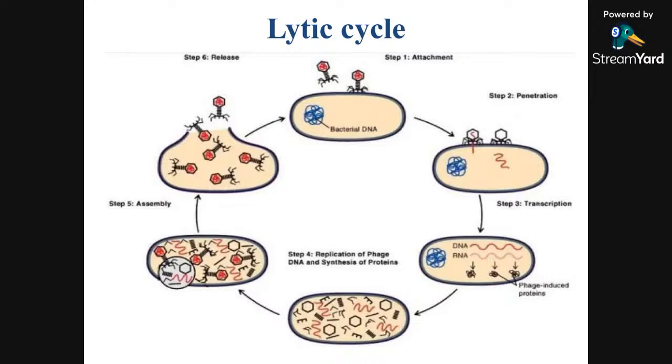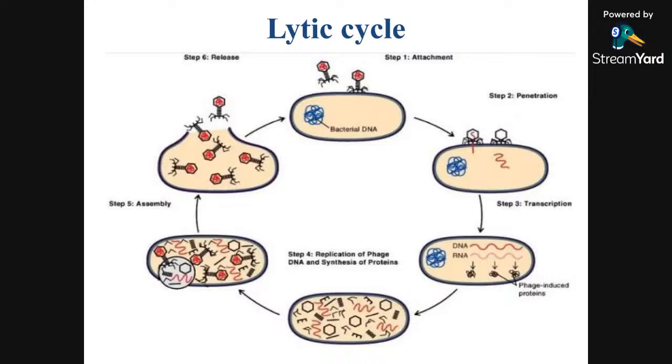First step is attachment. In the first step, the bacteriophage binds to the receptor molecule on the plasma membrane of the host cell. And second step is penetration. Bacteriophage contains the enzyme lysozyme that drills a hole in the bacterial wall and injects its genome into the bacterial cytoplasm. Bacteriophage does it by contracting its sheath.